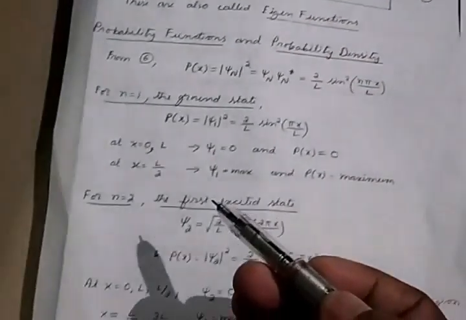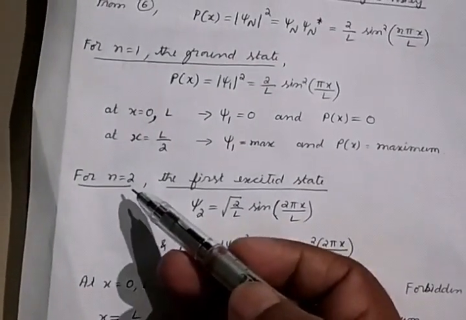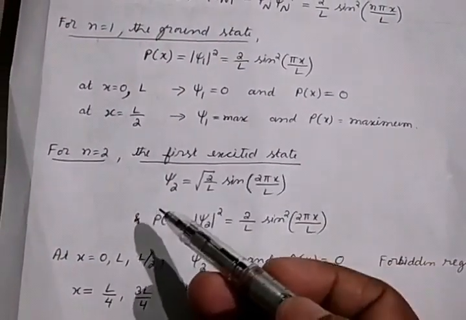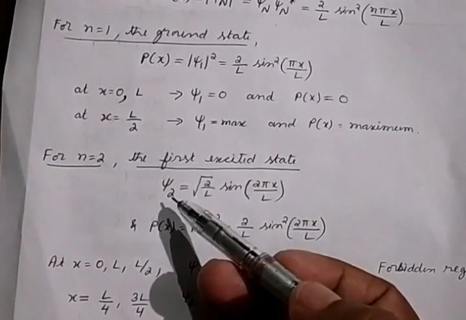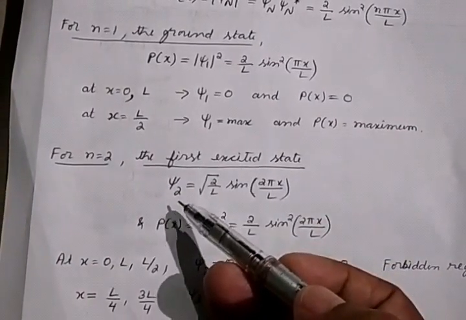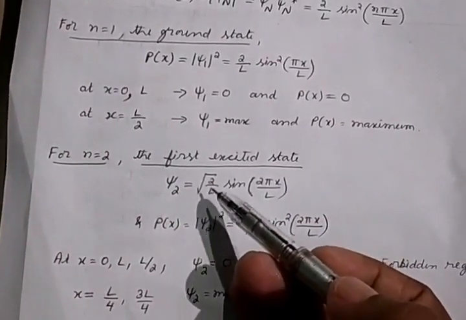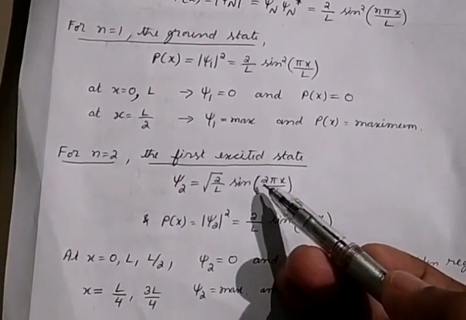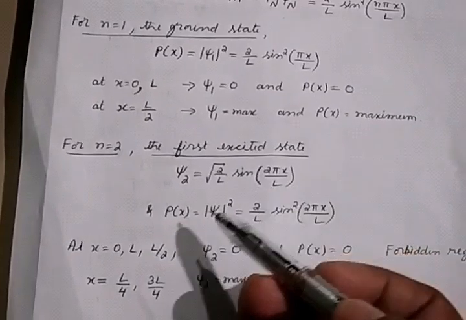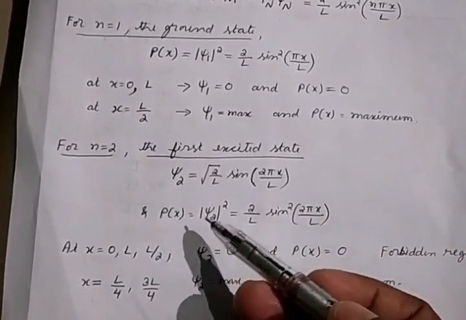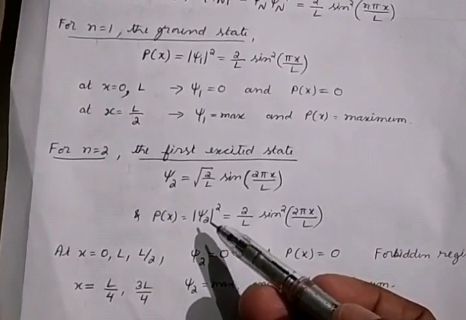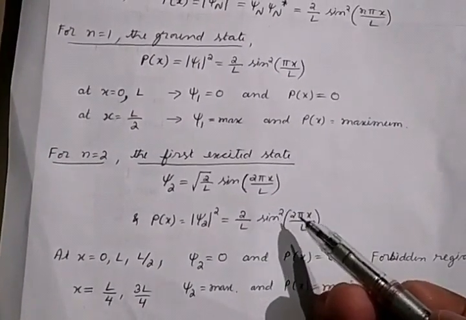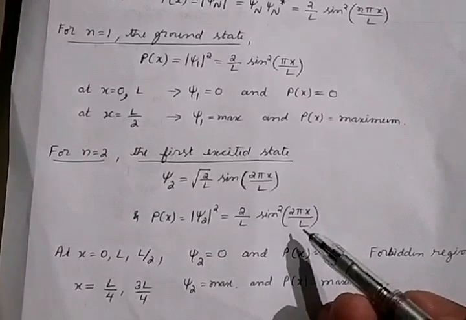Now let us analyze similarly for n equal to 2, the first excited state. The wave function for the first excited state becomes psi2 equal to root of 2 by L sine of 2 pi x by L, by substituting n equal to 2. Then the probability function P of x is equal to mod psi2 square, which is equal to 2 by L sine square of 2 pi x by L.